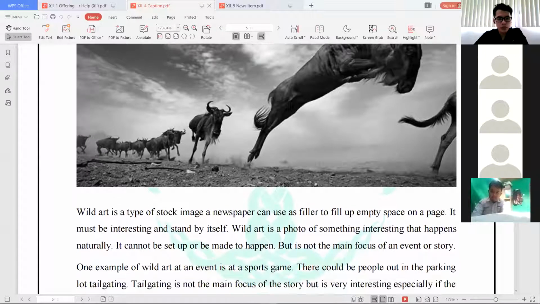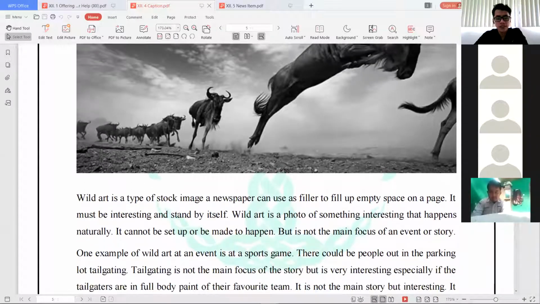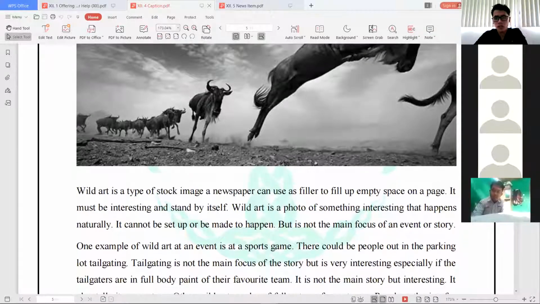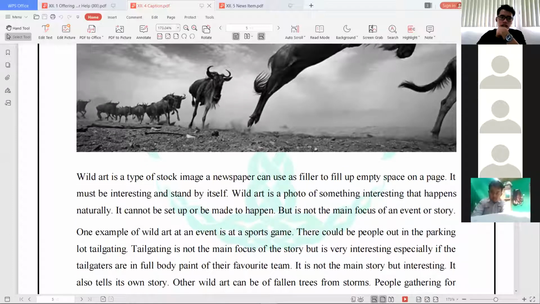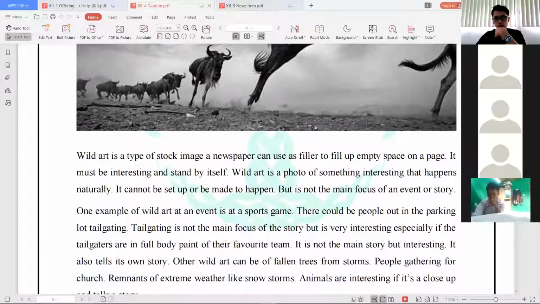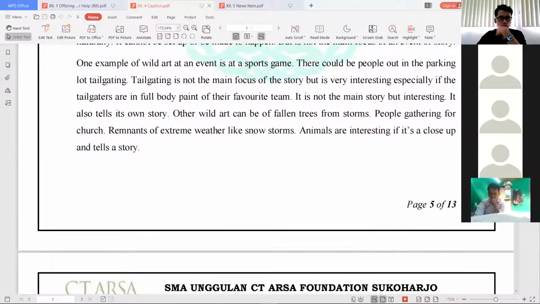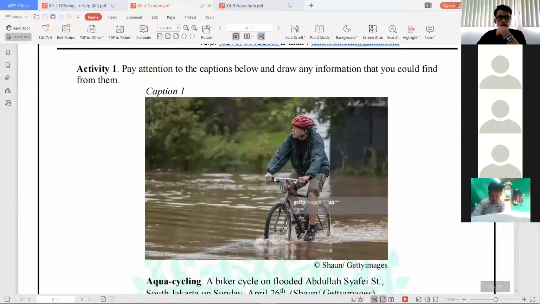Wild art is a type of stock image a newspaper can use as a filler to fill up empty space on a page. It must be interesting and stand by itself. Wild art is a photo of something interesting that happens naturally. It cannot be set up or made to happen. That is not the main focus of an event or story. Okay?